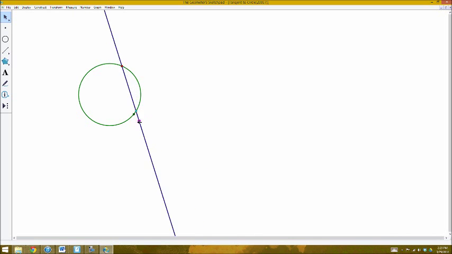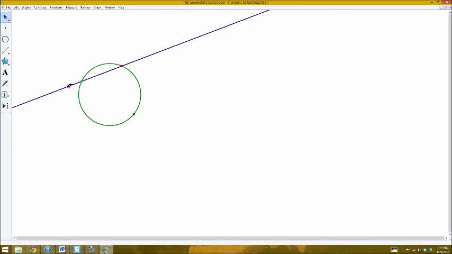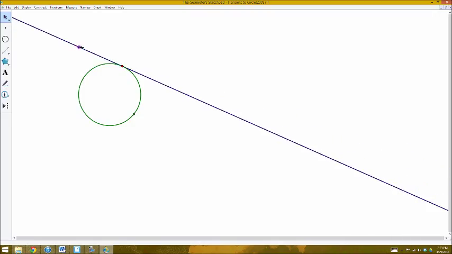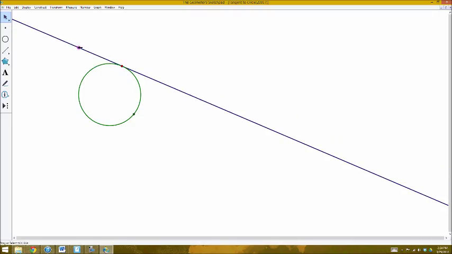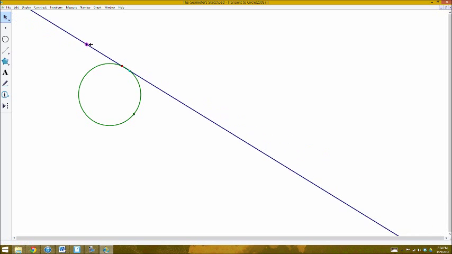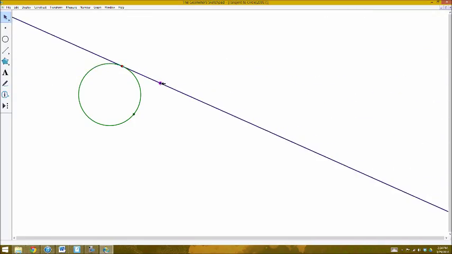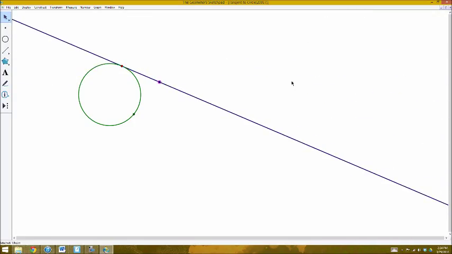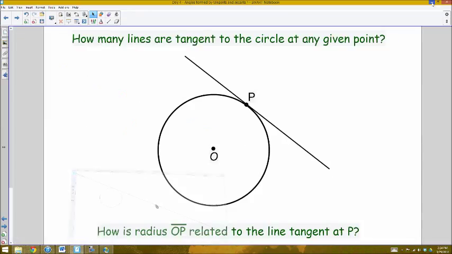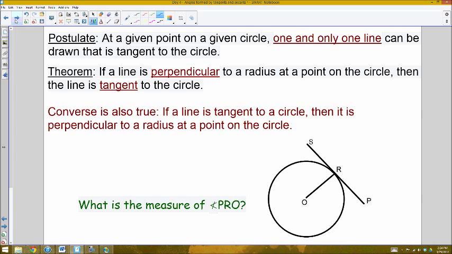And if I drag this all the way around, it remains a secant line until I get back to my original position, and it becomes a tangent again. So from this basic construction, we can see that there seems to be one and only one line which is tangent to a circle. So to sum that up, we have a postulate which tells us that at a given point on a circle, one and only one line can be drawn, which is tangent. Otherwise, if we move it around, it forms a secant.